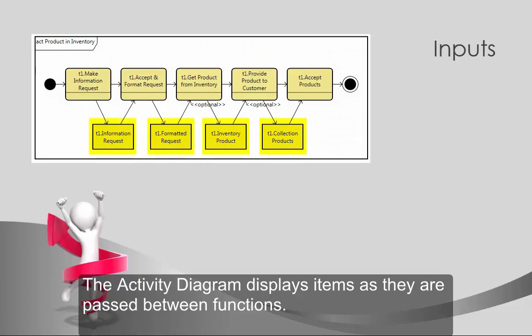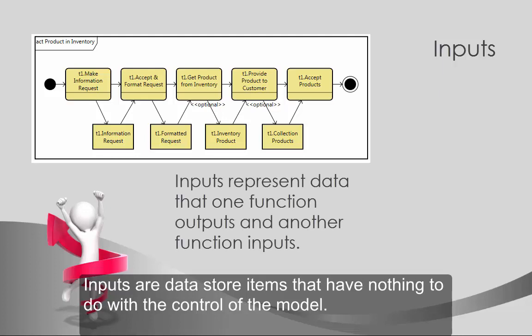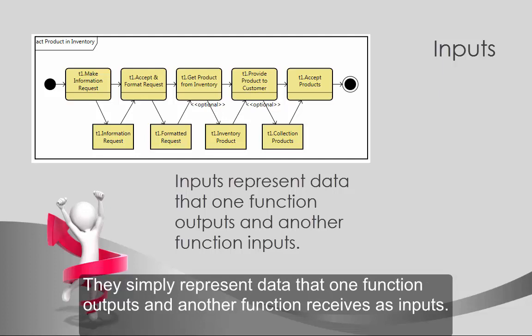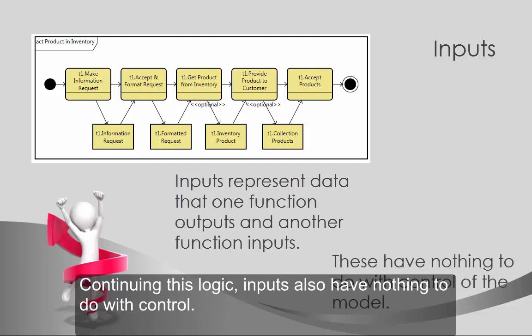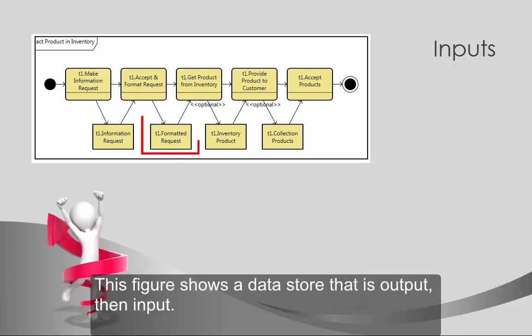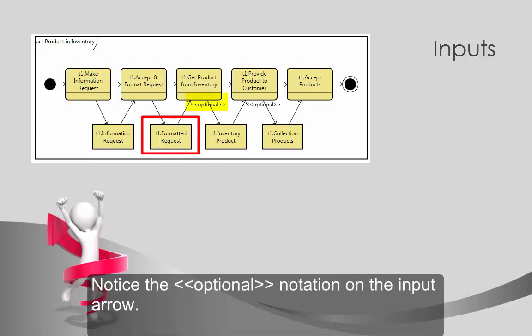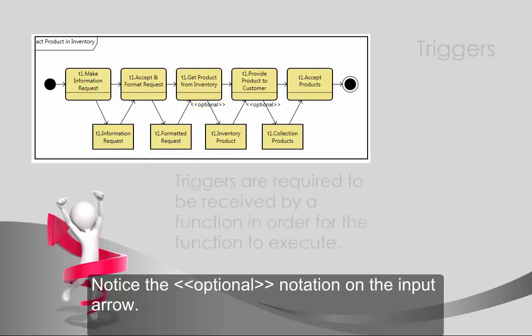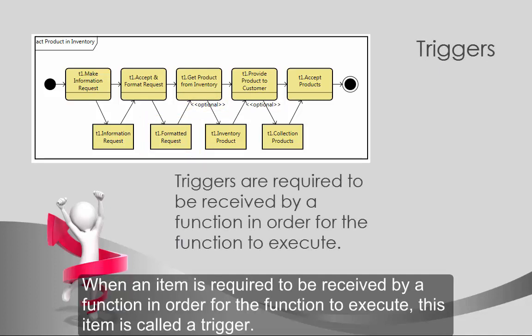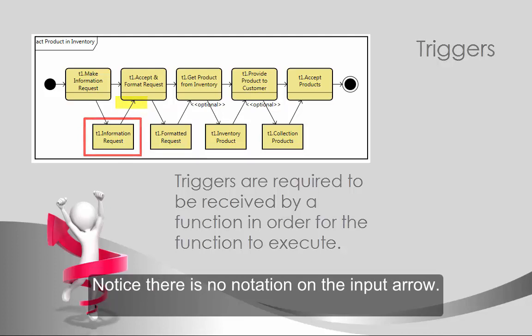The activity diagram displays items as they are passed between functions. Inputs are data store items that have nothing to do with the control of the model. They simply represent data that one function outputs and another function receives as inputs. Continuing this logic, inputs also have nothing to do with control. This figure shows a data store that is output, then input. Notice the optional notation on the input arrow. When an item is required to be received by a function in order for the function to execute, this item is called a trigger. Notice there is no notation on the input arrow.